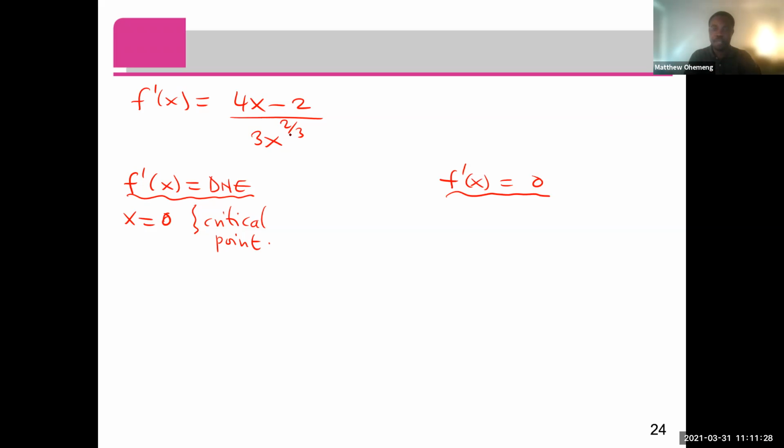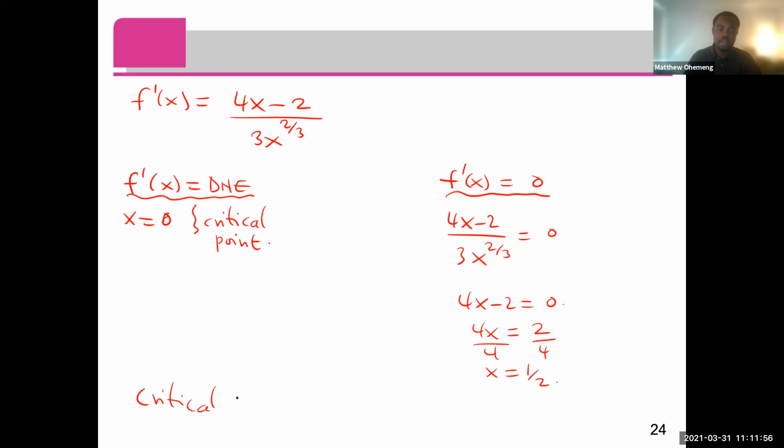That's the first condition. Now for the second condition, we have 4x minus 2 over 3x to the 2/3 equal to 0. For a quotient to be 0, the numerator has to be 0. So that means you have 4x minus 2 equal to 0. Solving this, 4x equals 2, and dividing both sides by 4, you get x equal to 1/2. So that means you end up with the critical points. You assemble all of them: the critical points are 0 and 1/2.